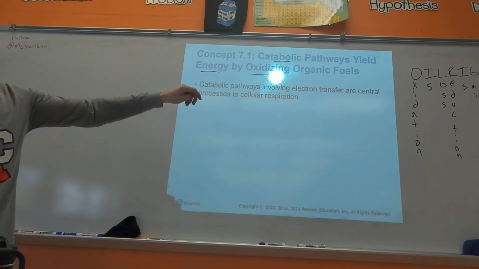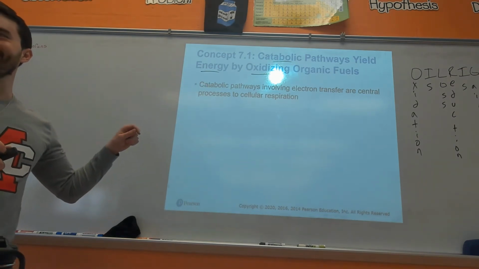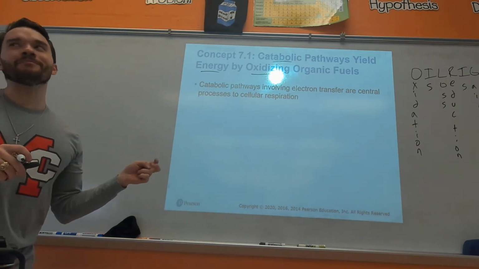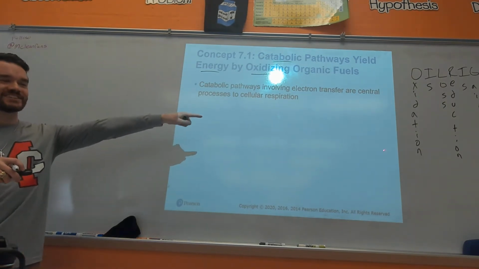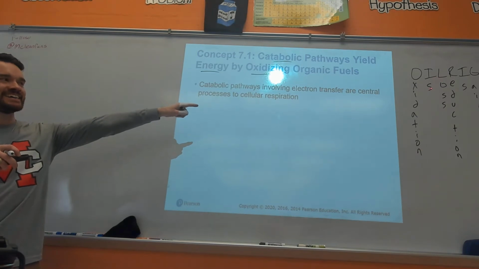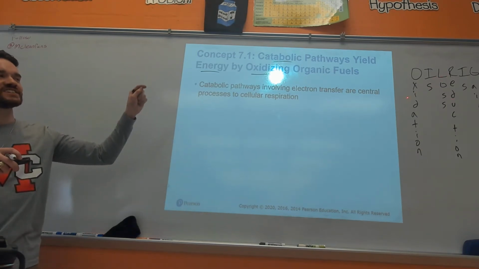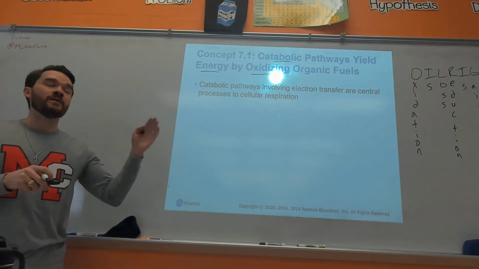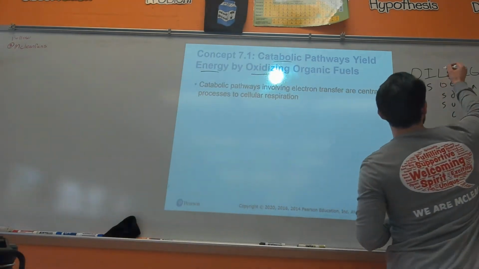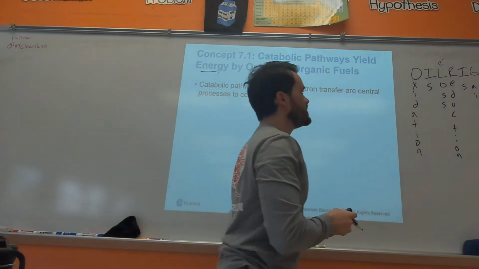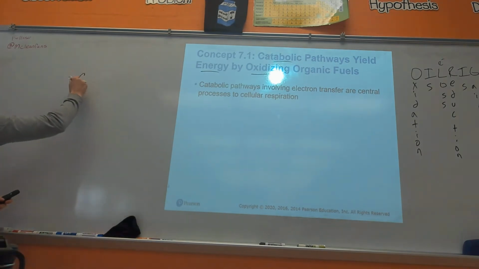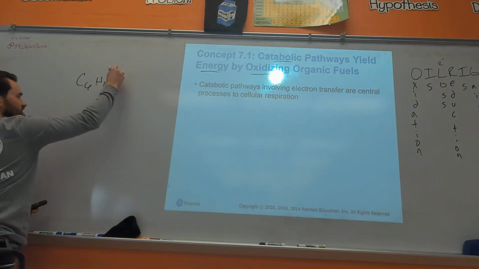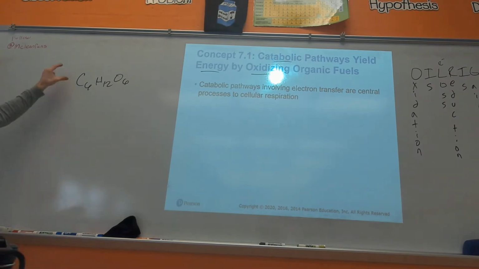Now, oxidizing, have you ever heard the acronym OIL RIG? I don't know if it's just a Texas thing. When I was in chemistry, our teachers taught us OIL RIG. O, oxidation; I is L, loss. Oxidation is loss, and by loss, we mean electrons. So if you oxidize something, we're going to oxidize glucose, C6H12O6, and what we're doing is removing electrons from glucose.